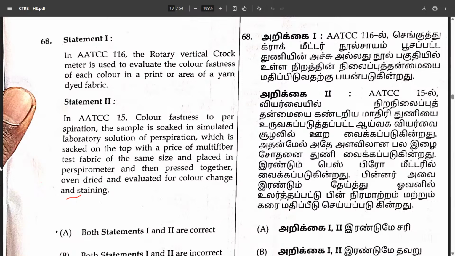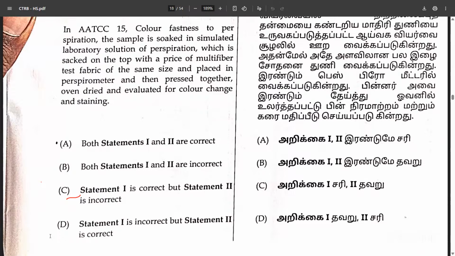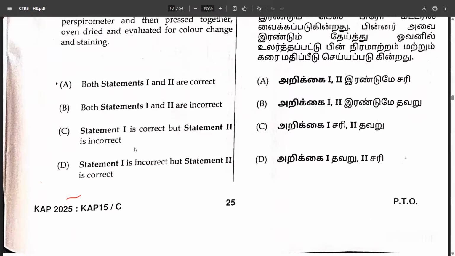Oh god, such a long question this is. So here both the statements are correct. They're actually talking about color fastness. So when we put it in the color fastness meter, what will be the response? This is the question. Such a big statement they have given to confuse you. Sometimes we get tired after solving questions like this. This is a tricky question from textile. Nicely done.